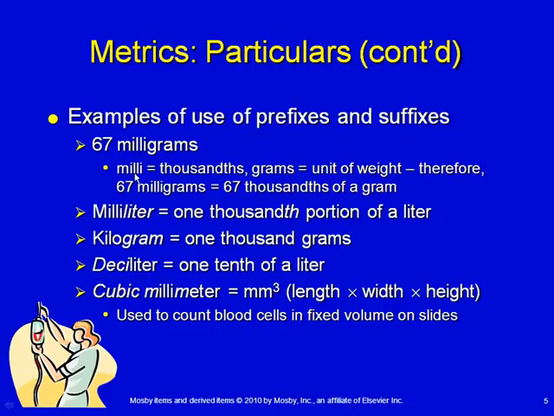We start with 67 milligrams. That is a thousandth of a gram. Gram is our unit of weight. Therefore, 67 milligrams is 67 thousandths of a gram. We would go to 67, and that would be 67 thousandths of a gram. It would be 0 point to get that answer, to the thousandth position.